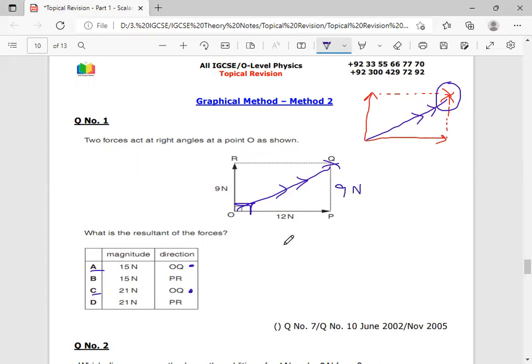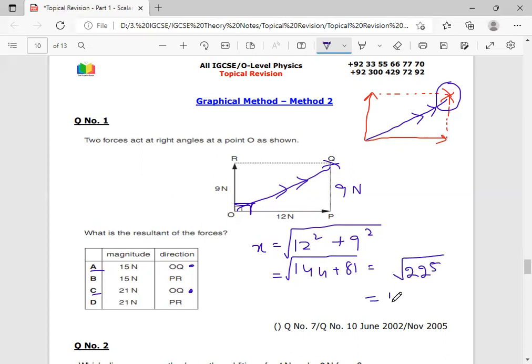Apply the Pythagoras theorem. So unknown value is equal to 12 square plus 9 square is equal to 144 plus 81 is equals to 225, and the square root is 15 Newton. So 15, yes, this one. So option A is the correct answer.